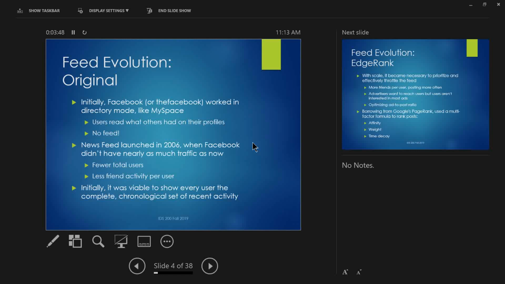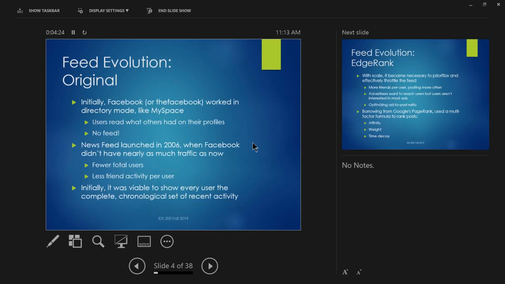Anyway, when Facebook didn't have nearly as much traffic as now, it was a lot easier to manage. There weren't that many users, and certainly less friend activity per user. As the number of users grew, people went from having 10 or 20 friends posting once a day to having 500 friends posting once a day. It's a lot more data to manage, because Facebook has to sort through 25,000 different things that people could be putting in the feed, and prioritize them instead of prioritizing a small list of like 100 things.